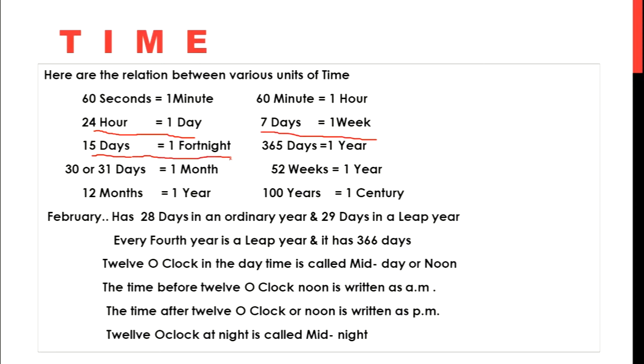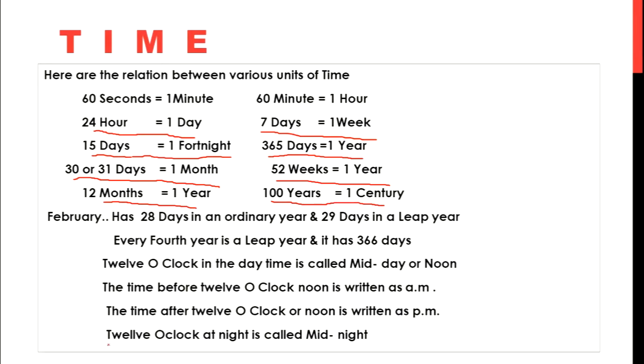That you probably don't know, but mind it, 15 days time is called a fortnight. And 365 days are 1 year, and there are 52 weeks in a year. 30 or 31 days are in a month, 28 or 29 days are in a month. 12 months make 1 year, that you know, and 100 years makes 1 century, that you have to learn.